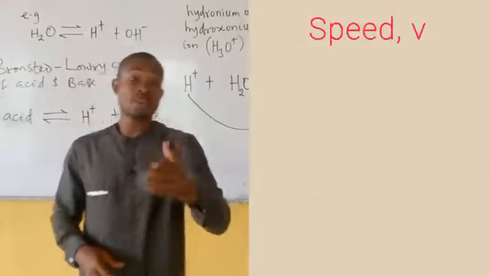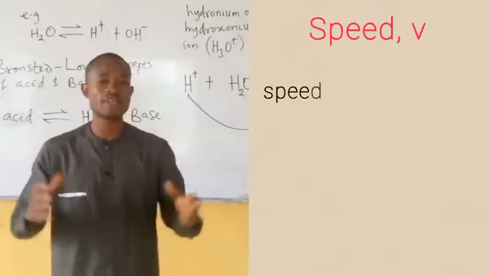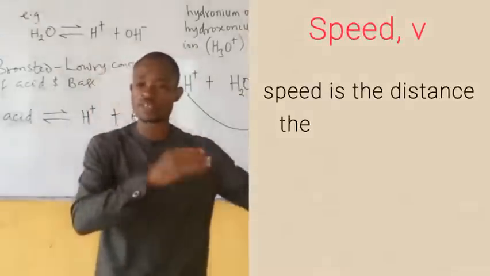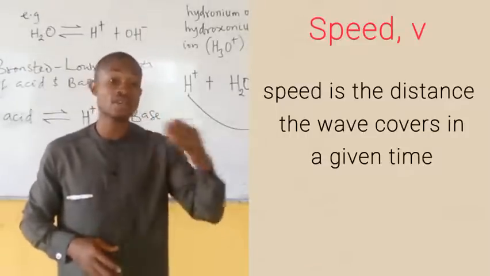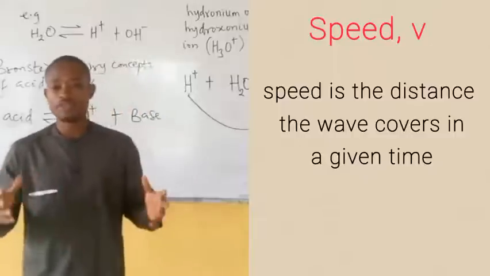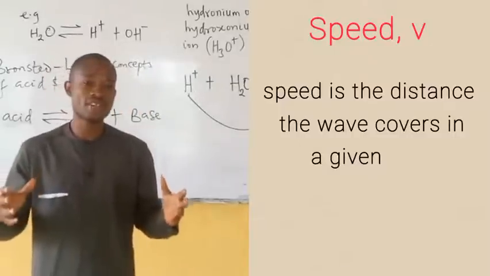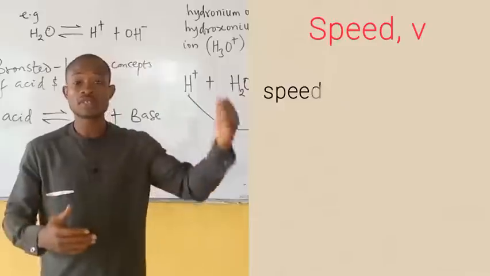The speed of a wave, as we know generally from the study of motion, is simply the distance that the wave covers in a given time. That is what the speed of a wave is. Now I'm going to use V to represent the speed. And mathematically, speed is equal to distance over time.